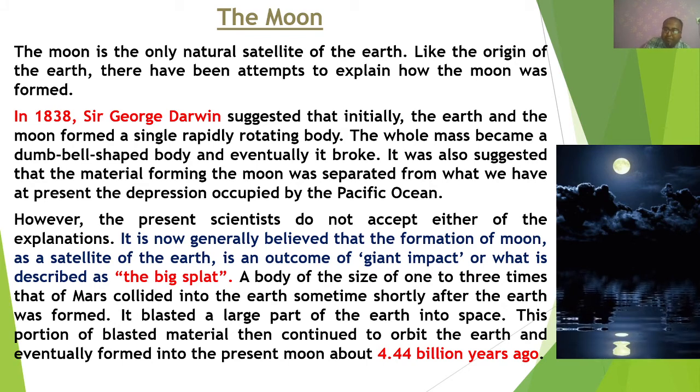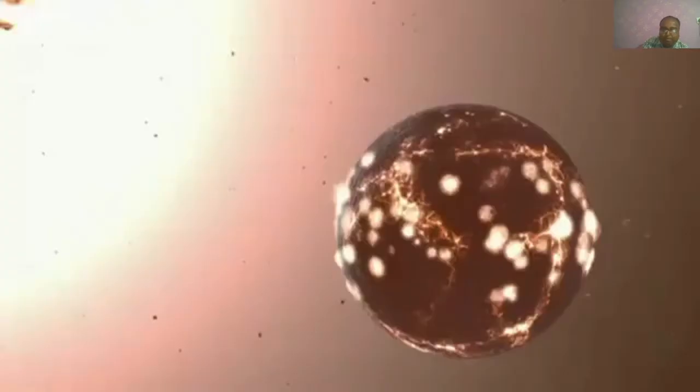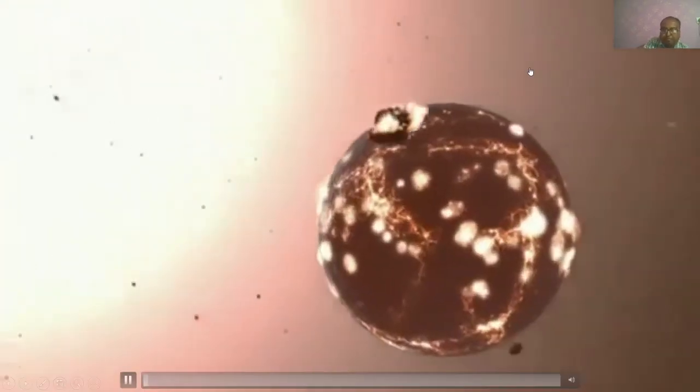It is now generally believed that the formation of the Moon as a satellite of the Earth is an outcome of a giant impact, or what we call the big splat. We will understand this concept of big splat in an animation. A body of the size of 1 to 3 times that of Mars collided into the Earth sometime shortly after the Earth was formed. It blasted a large part of the Earth into space. This blasted material then continued to orbit the Earth and eventually formed into the present Moon about 4.44 billion years ago. So let's understand how the Moon formed from this video.